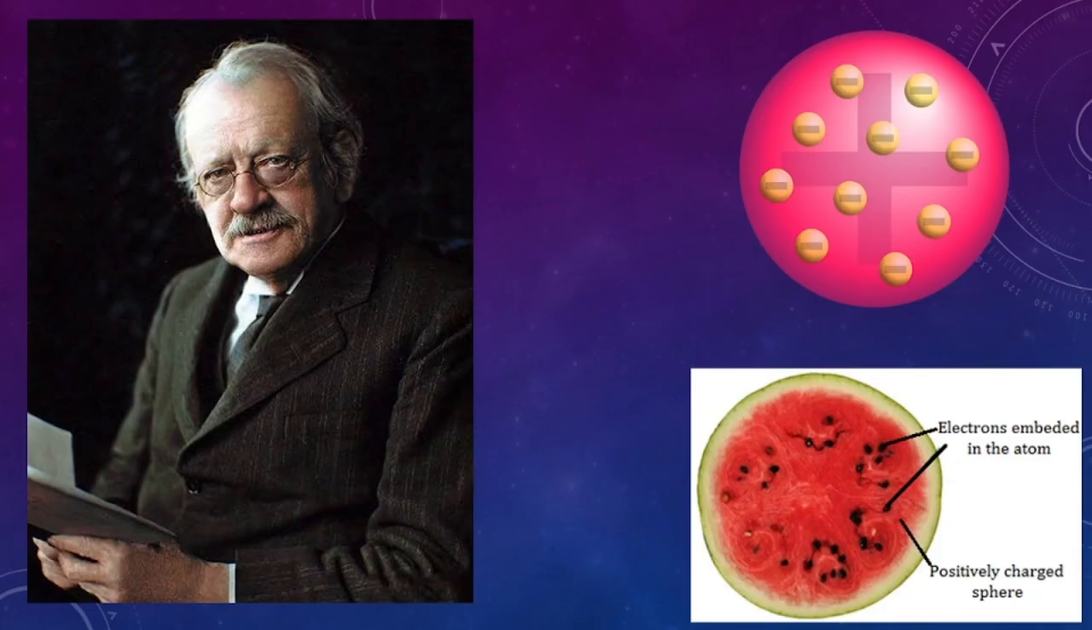Then comes a brief history of the background of the atomic model. Before Rutherford's experiments, the widely accepted atomic model was the plum pudding model, which was proposed by J.J. Thomson. According to this model, the atom was composed of a diffused cloud of positive charge, where the negatively charged electrons are embedded within it. It was like a sliced watermelon.